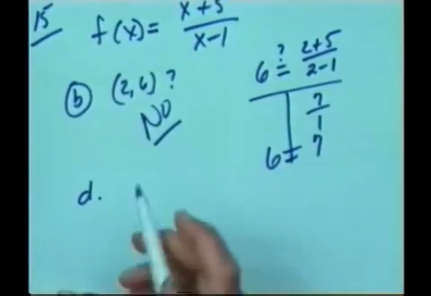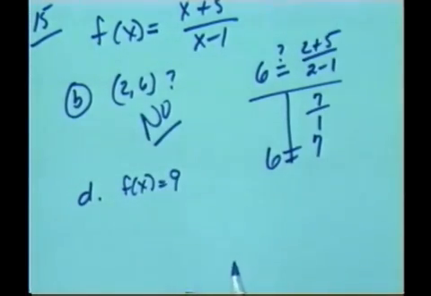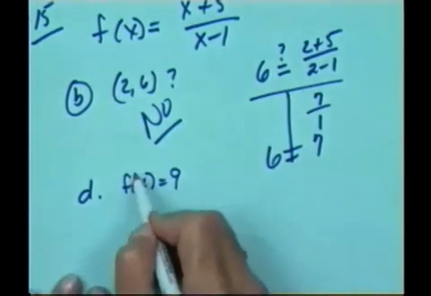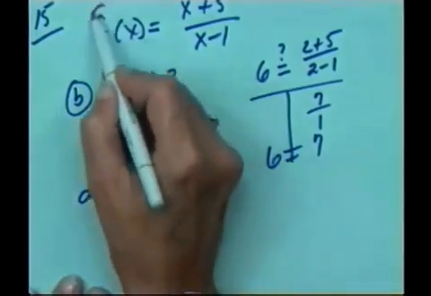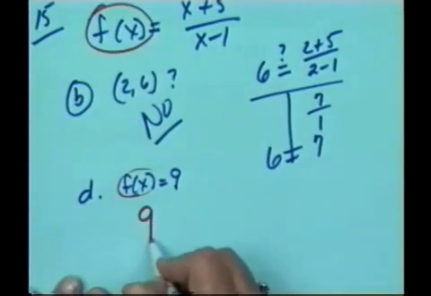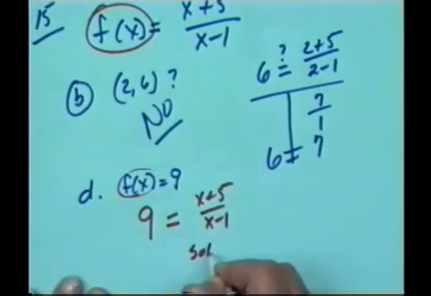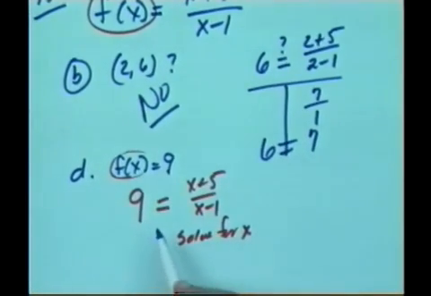D says, if f of x equals 9, what is x? So try to realize that you're just making a substitution. f of x, y, equals 9, so a 9 goes right here. 9 equals x plus 5 over x minus 1. And now you solve for x. Is that good? But I was confused on what the steps are to actually solve for x on that. I did get that on my paper, 9 equals x plus 5 over x minus 1, but I wasn't sure what to do after that.